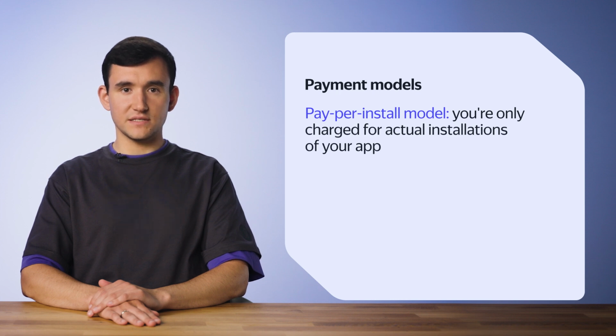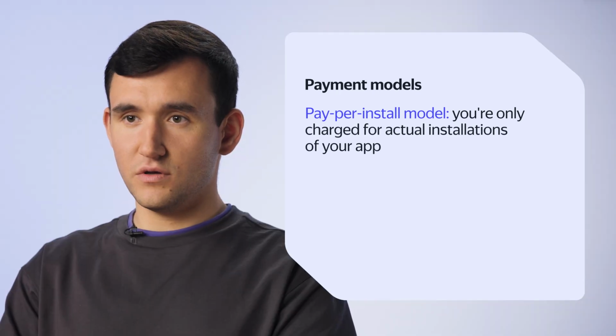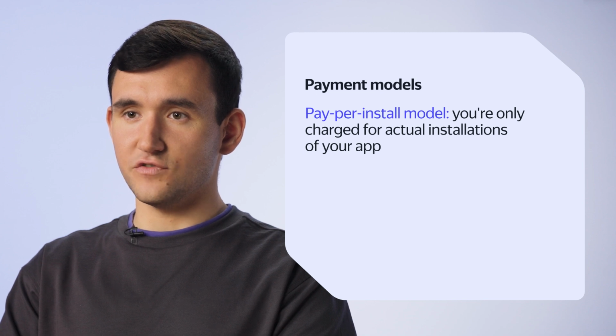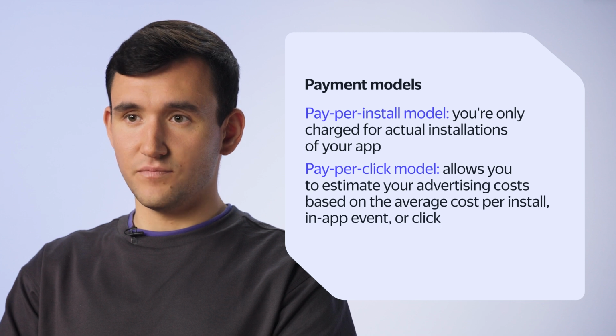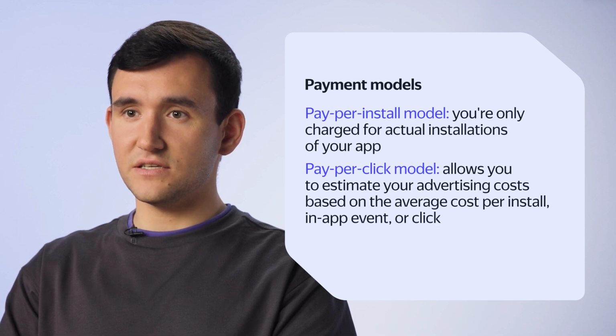App advertising currently supports two payment models: pay-per-install and pay-per-click. Pay-per-install is an easy and risk-free way to start advertising your apps. With this model, you're only charged for actual installations of your app. However, it can be difficult to expand your advertising and purchase additional installs at a fixed price with this payment model. The pay-per-click model is more flexible. It allows you to estimate your advertising costs based on the average cost per install, in-app event, or click. Generally, pay-per-click allows for easier expansion or, as we call it, scaling of your ad campaigns.